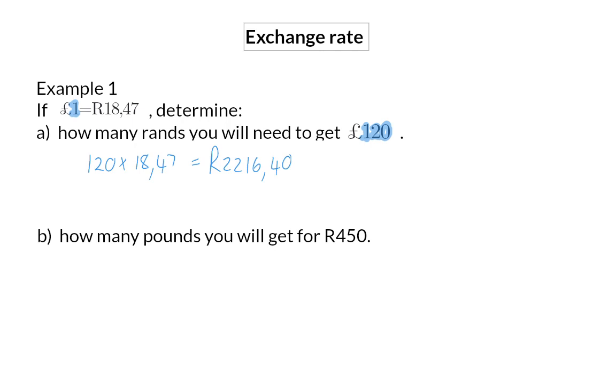Question B, determine how many pounds you will get for 450 rand. This time we need to figure out how many groups of 18 rand 47 we can get out of 450 rand, and that will give us our number of pounds. So we will take 450 rand and divide it by 18 rand 47. And this means that 450 rand will give you 24 pounds and 36 cents.